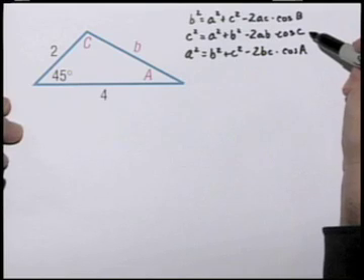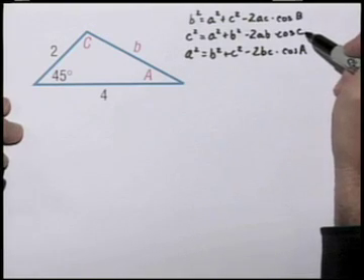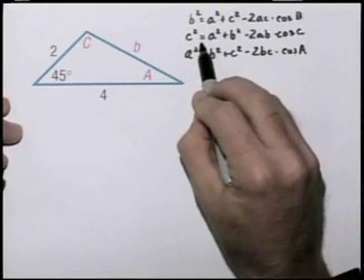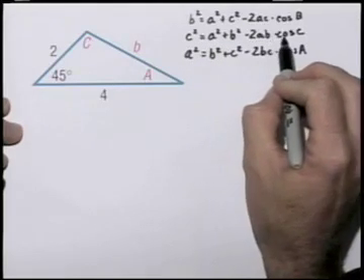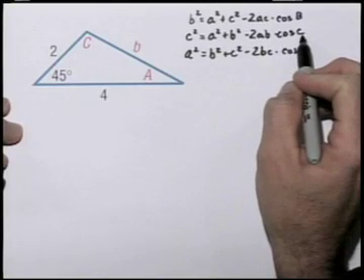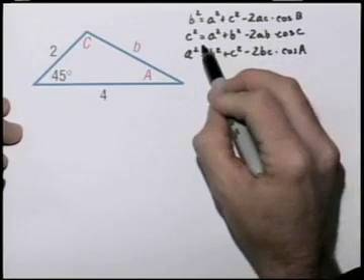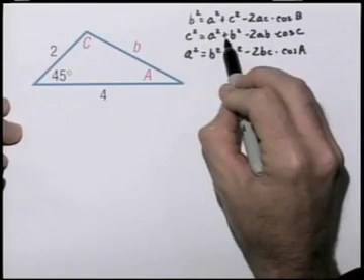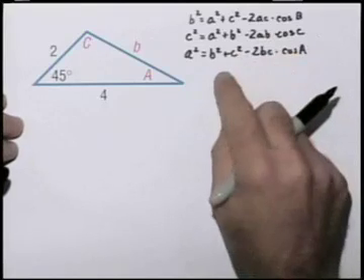Let's look at this middle situation. If C were to equal 90 degrees, then you would have c squared equals a squared plus b squared minus 2ab times the cosine of 90 degrees. But the cosine of 90 degrees is 0, so this entire portion drops out, and you're left with c squared equals a squared plus b squared, which is your Pythagorean theorem.